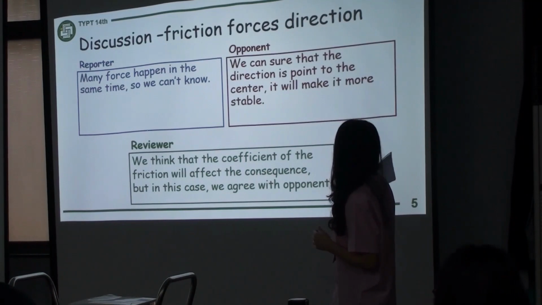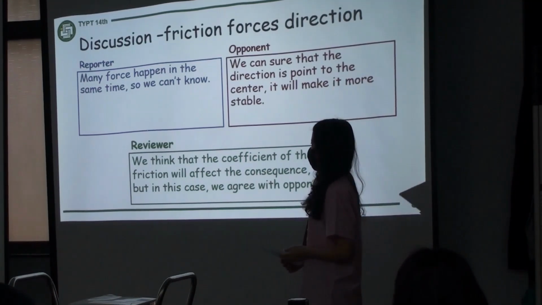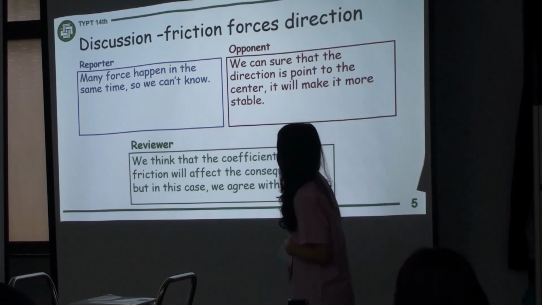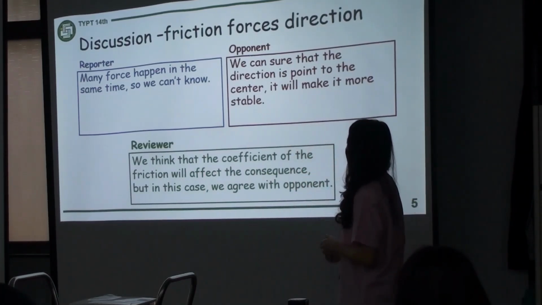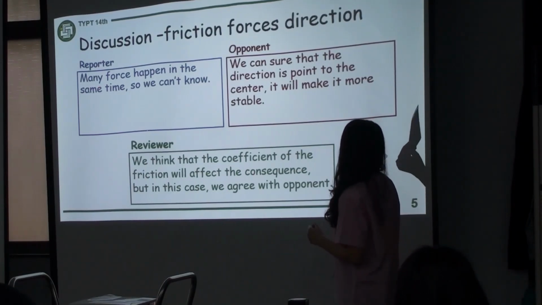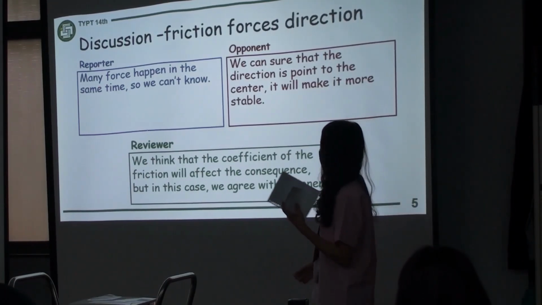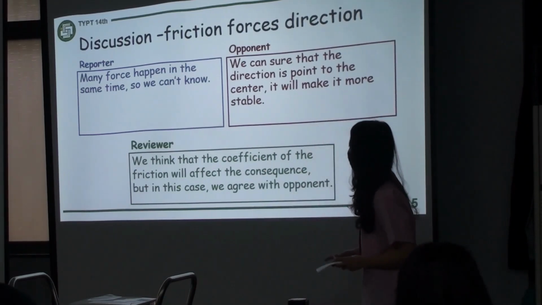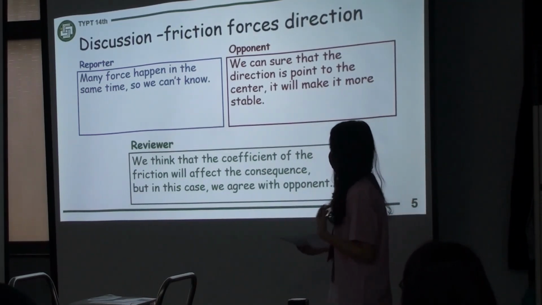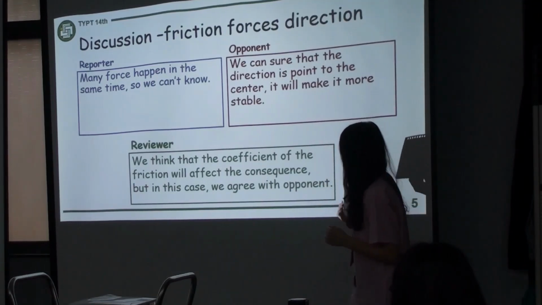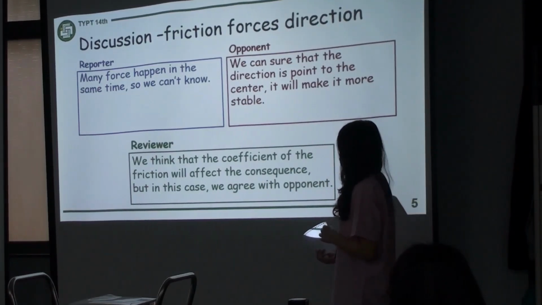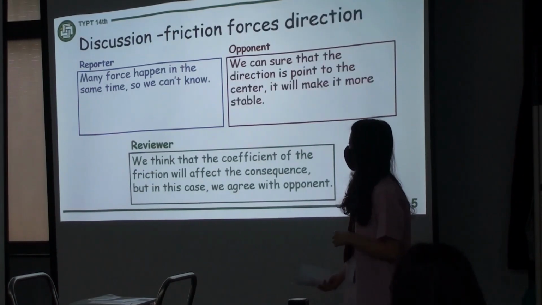Okay, and the discussion about the friction force in the direction: the reporter says that many forces happen at the same time, so we can't know which force is going on. And the opponent says we can show that the direction points to the center, and it will make it more stable, like the opponent drew on the blackboard. And the reviewer, in our opinion, we think that the coefficient of friction will affect the consequence. But in this case, we agree with the opponent because it's just like that.